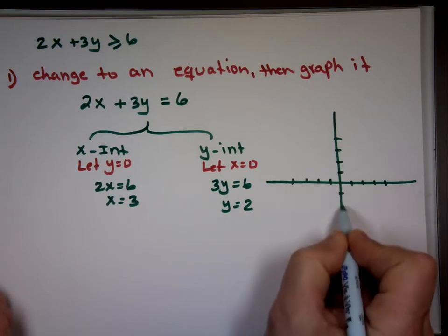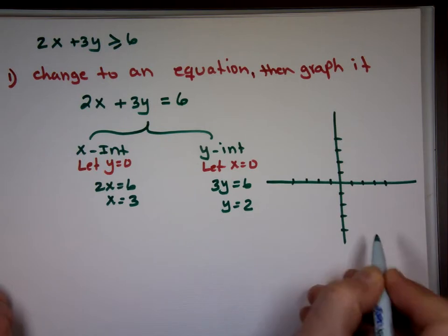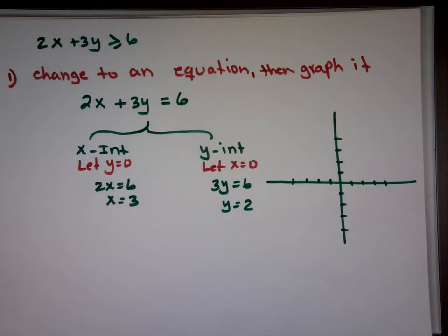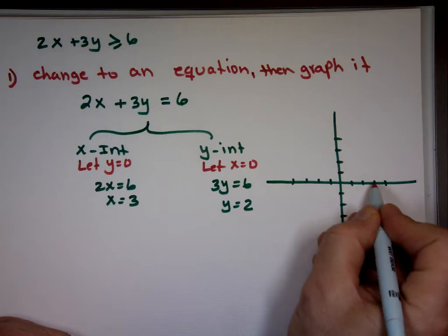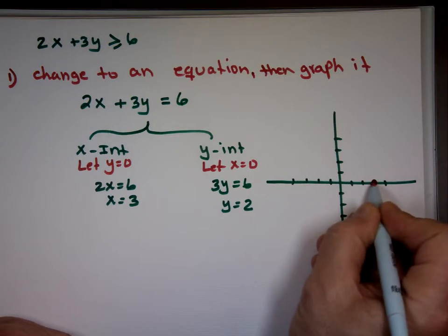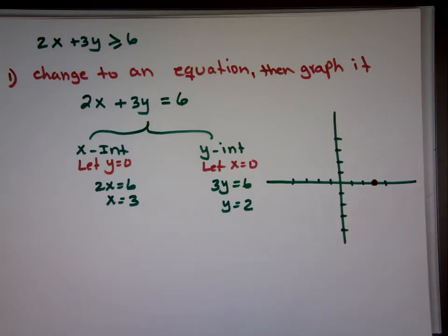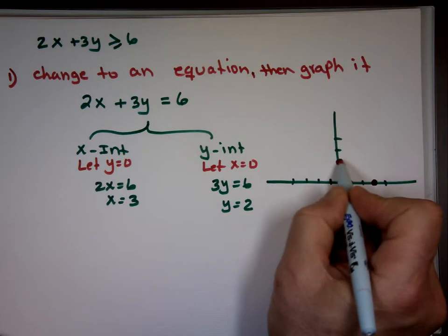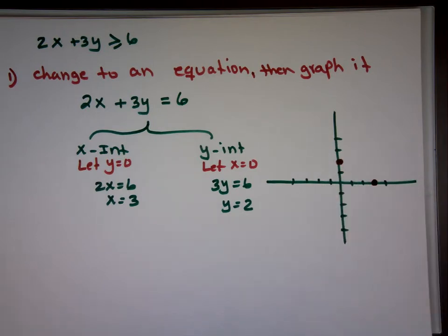Now let's find these 2 points. X equals 3. Where is x equals 3? 1, 2, 3. That's the x-intercept. The y-intercept is where? At 2. And now that takes me to step number 2.